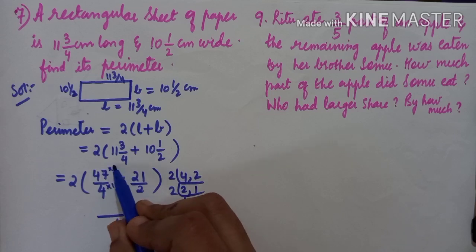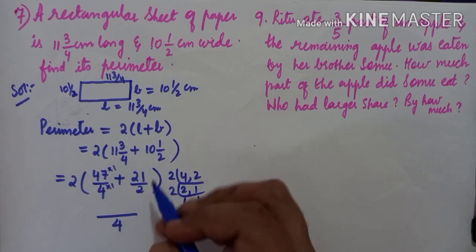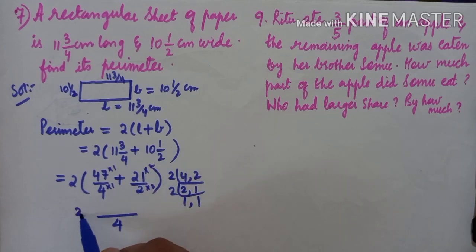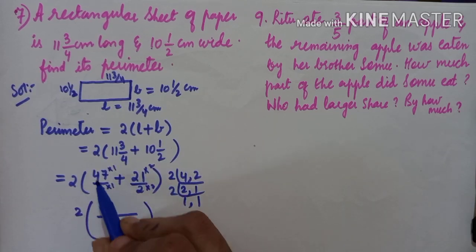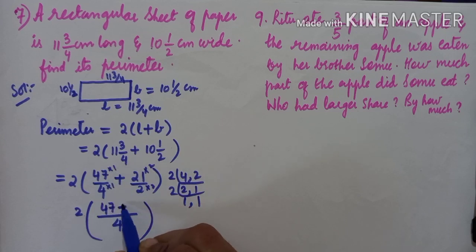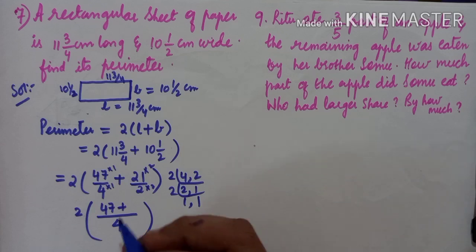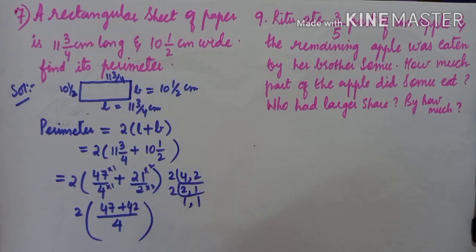4 1s are 4, so into 1 into 1. Then 2 into what will be 4? 2 2s are 4, so into 2 into 2. Now 2 as it is. Now in the brackets, 47 1s are 47 plus 21 2s are 42. 21 2s are, 2 1s are 2, 2 2s are 4, 42. Okay, so now here 2 and 4 you can cancel. 2 1s are 2, 2 2s are 4.